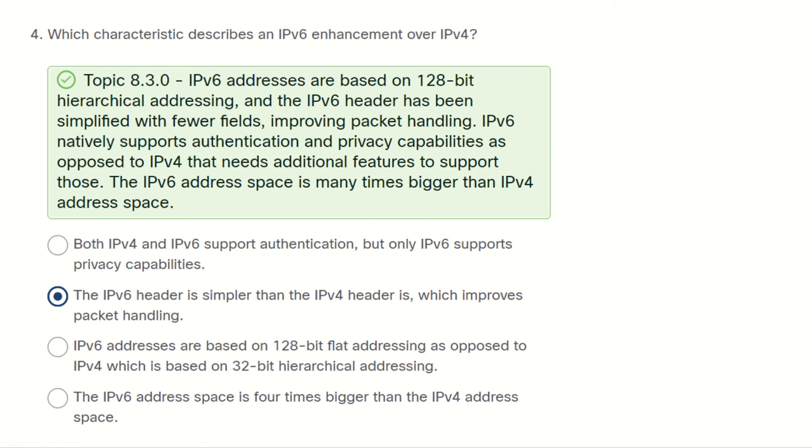Which characteristic describes an IP version 6 enhancement over IP version 4? The enhancement is that the IP version 6 header is simpler than the IP version 4 header, which improves packet handling. IP version 6 addresses are based on 128-bit hierarchical addressing, and the IP version 6 header has been simplified with fewer fields, improving packet handling.